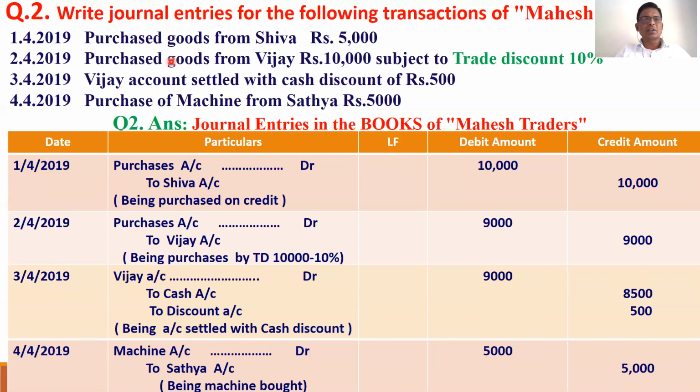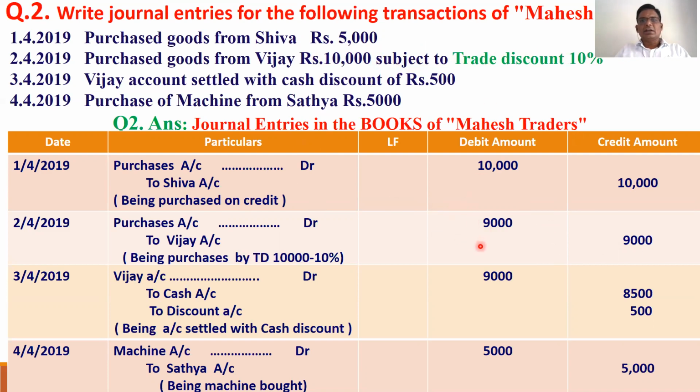You see how it is not recorded? When we purchase goods, purchase account debit to Vijay account, because Vijay is the giver. 10,000, 10% how much? 10% means 10,000 divided by 10, you get 1,000. 1,000 is the discount, so how much do you have to pay to Vijay? Only 9,000. So 1,000 is called trade discount. That's why the purchase is 9,000 and the amount due to Vijay is also 9,000. The 1,000 cannot be seen anywhere.